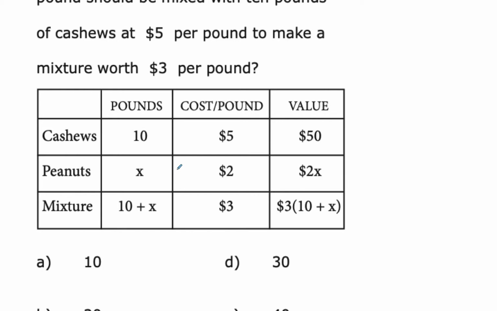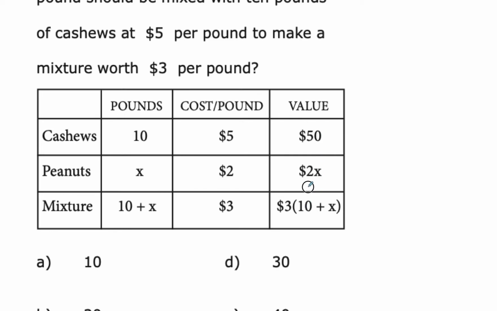So this is the number of pounds, and then this is cost. So basically when you have 10 pounds, 5 pounds per each, then it has to be $50. And X number of pounds, $2 per pound, value is what? 2x. And same thing over here, mixture.